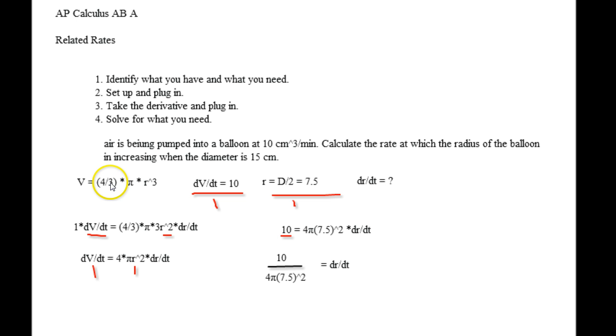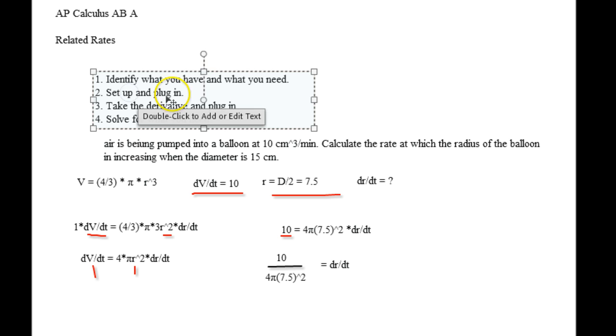Okay, so the things we know are, we know the formula, we know the rate at which the balloon's volume is increasing, so it's that right there. We also know the radius, which is half the diameter, so if the diameter is 15, then the radius is 7.5. We just don't know the rate at which the radius is increasing. So we know what we have and we know what we need. Now what we're going to do is set up and plug in.